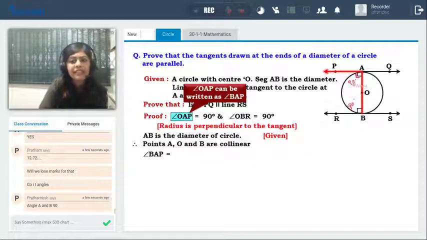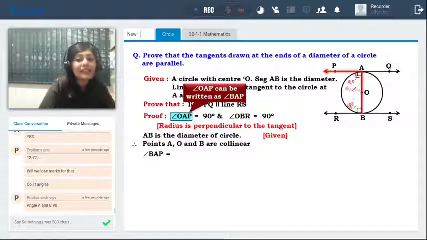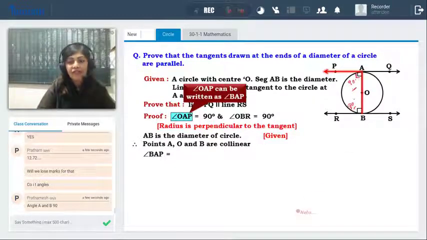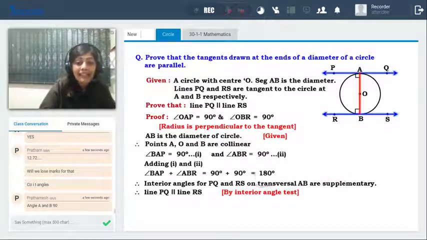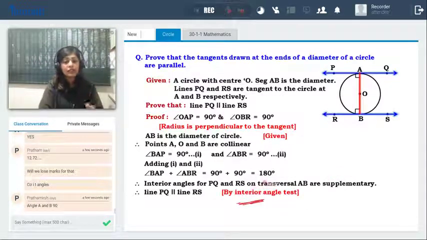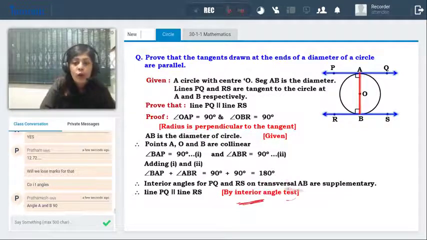And students, observe for lines PQ and RS on transversal AB, angle A and angle B happen to be the interior angles. In case you don't remember, the angles within the letter C are always co-interior angles. So 90 plus 90, 180, and they are supplementary. Interior angles are supplementary. Therefore, we can definitely say that PQ and RS are parallel to each other by the interior angles test.